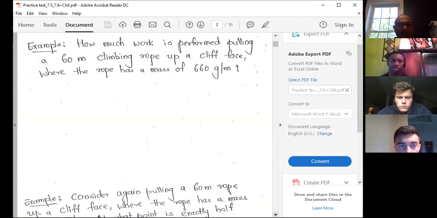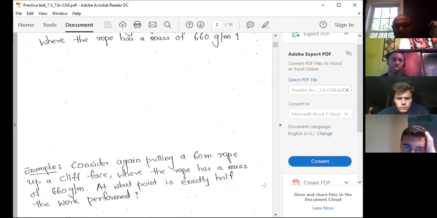Examples. My first example: how much work is performed pulling a 60-meter climbing rope up a cliff face, where the rope has a mass of 660 grams per meter?